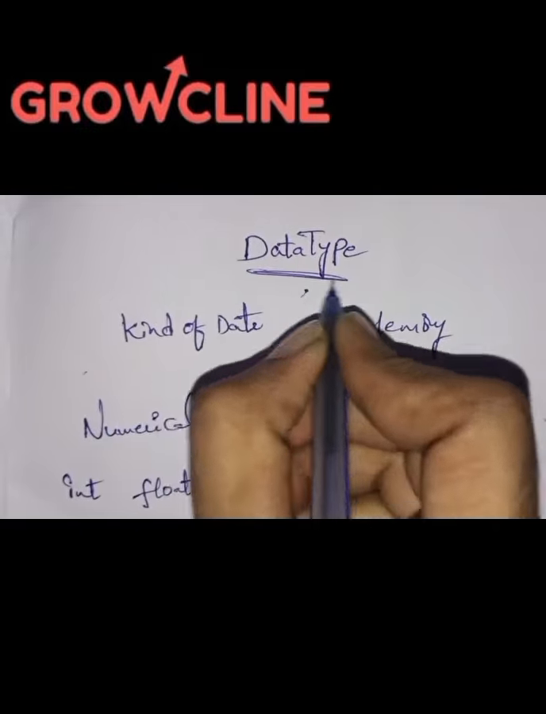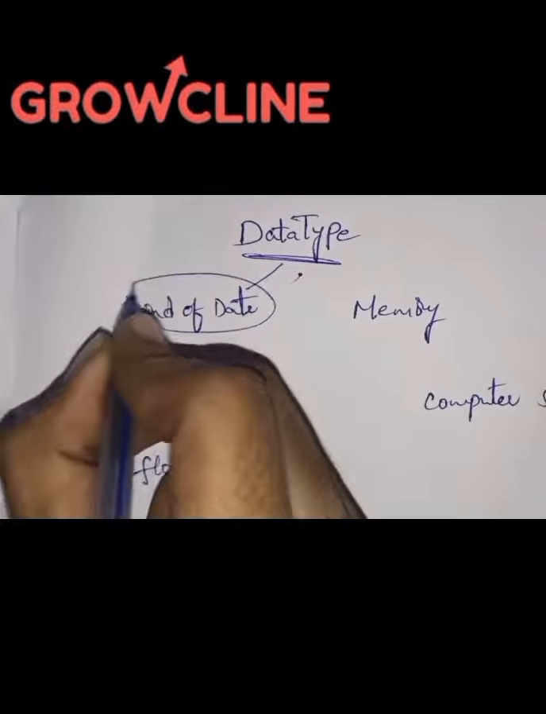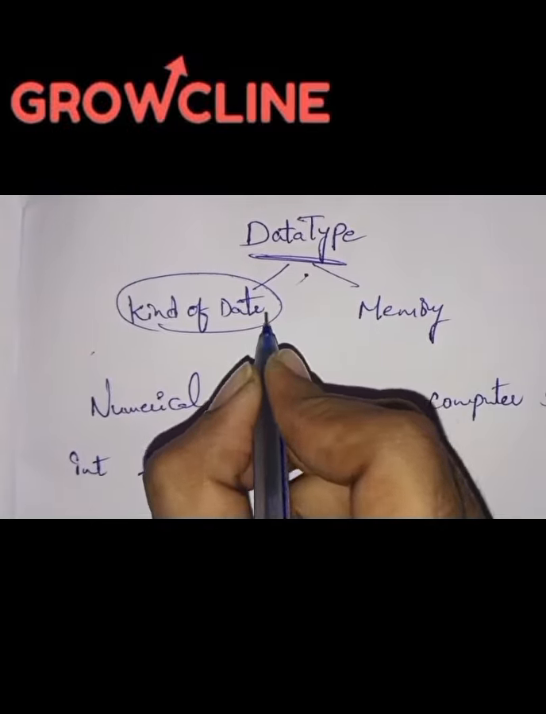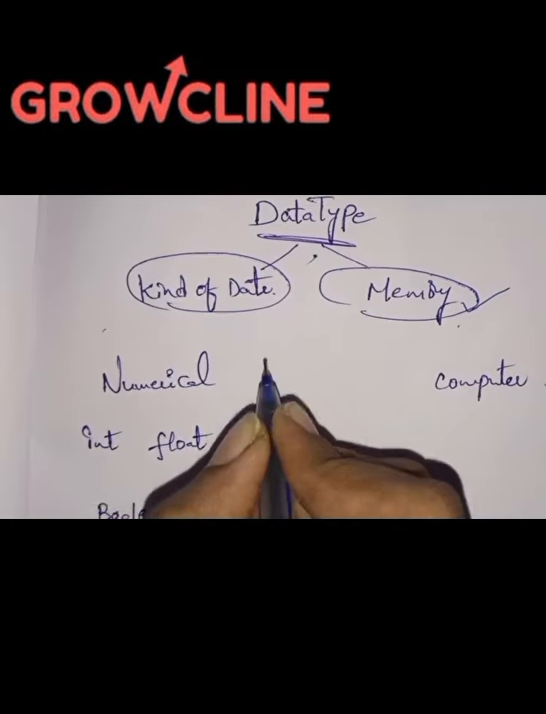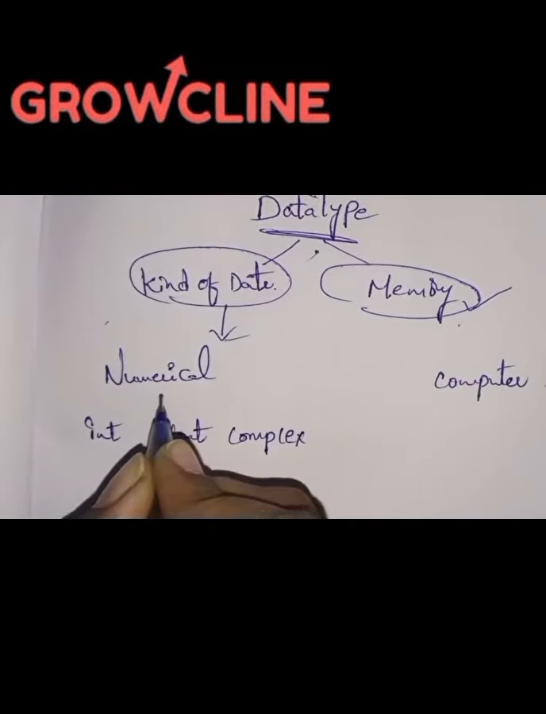Today we will discuss what is a data type. A data type tells us what kind of data we can store and how much memory is needed to store that data. We can store different types of data in computer memory. Let us look at the types of data we can store in the computer.